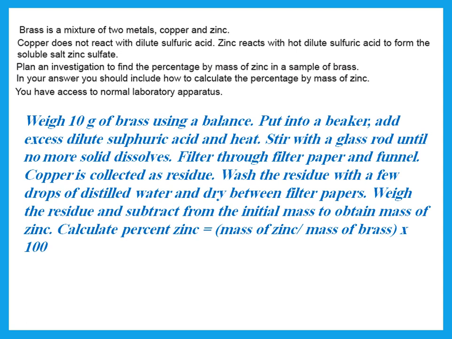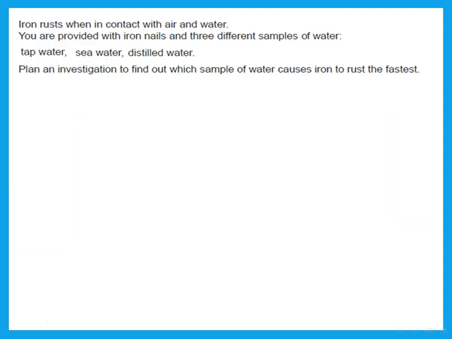Wash the residue with a few drops of distilled water. Dry between filter papers. Weigh the residue, so that would be the mass of the copper. Now he is asking about zinc, so we're going to subtract from the initial mass to obtain the mass of zinc, and of course the percentage of zinc will be the mass of the zinc over the total mass of brass times 100.